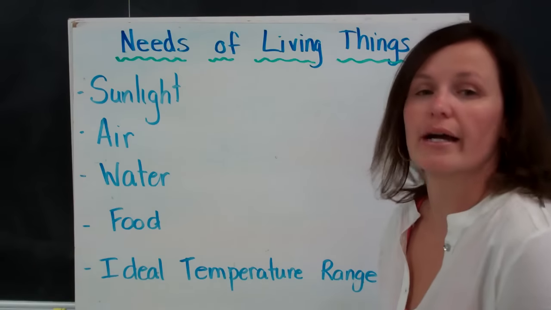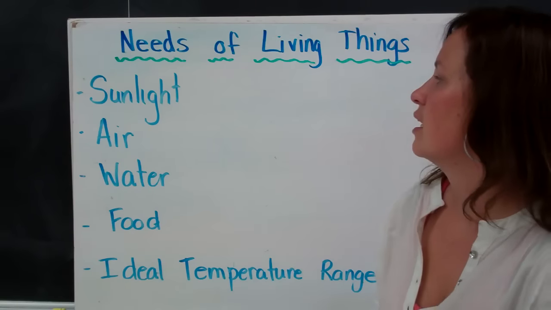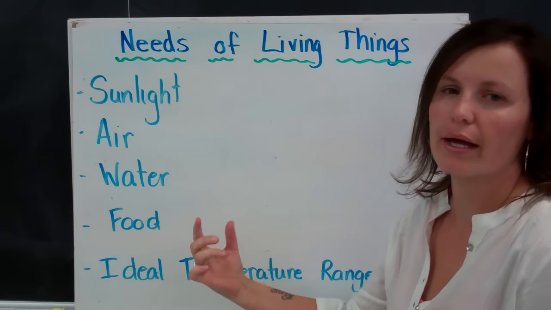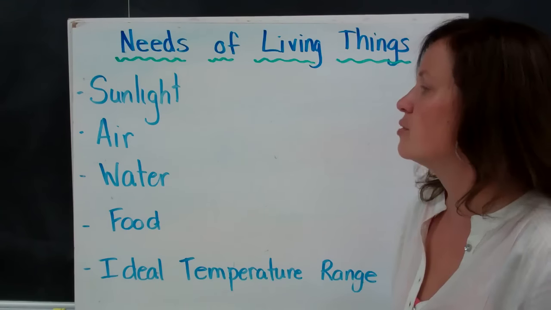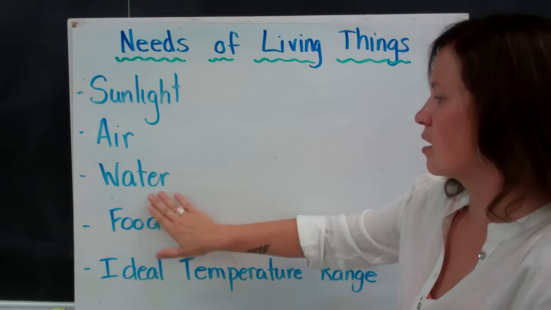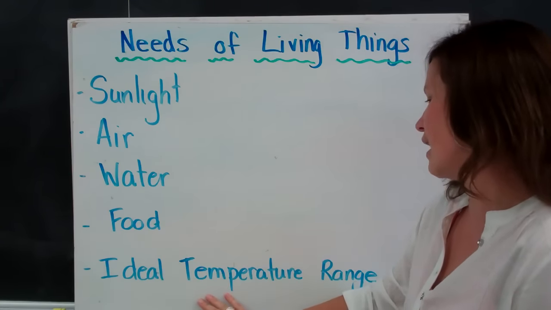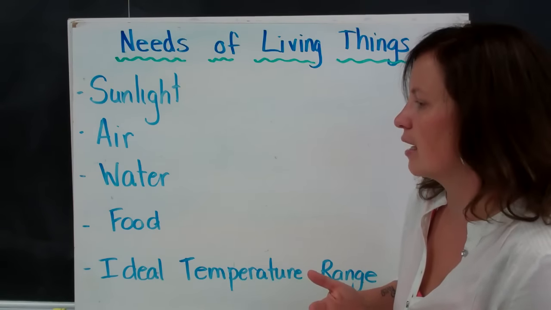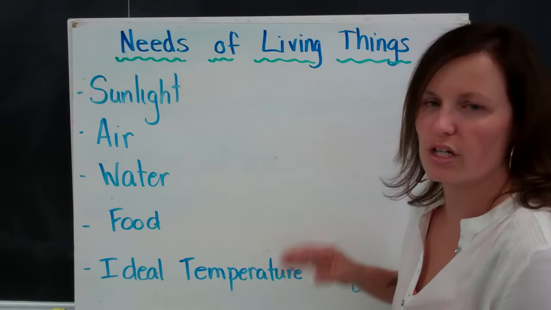For this video, we're going to be talking about the needs of living things. We're going to be going over the different basic needs and how animals and organisms use them in their everyday lives. So we're going to be talking about sunlight, air, water, food, and ideal temperature range. We talked about this being like shelter, and it's different for different organisms.